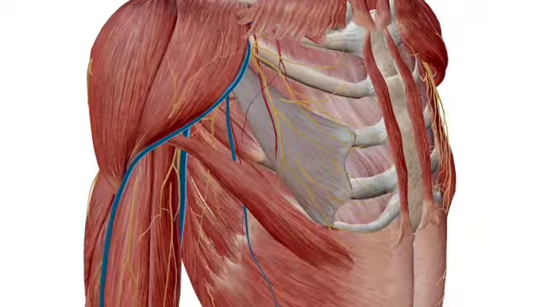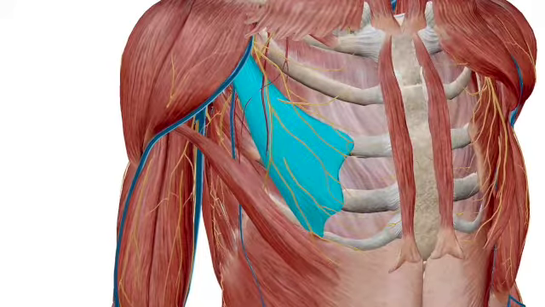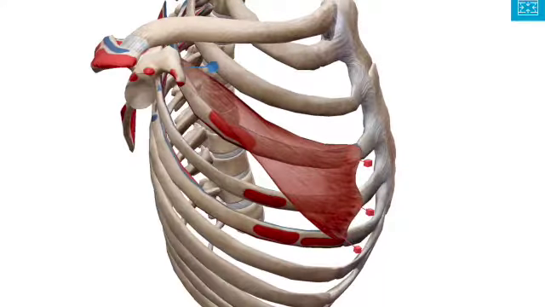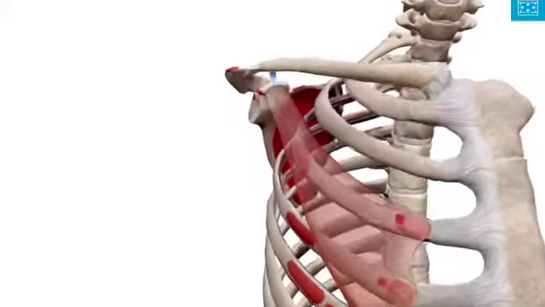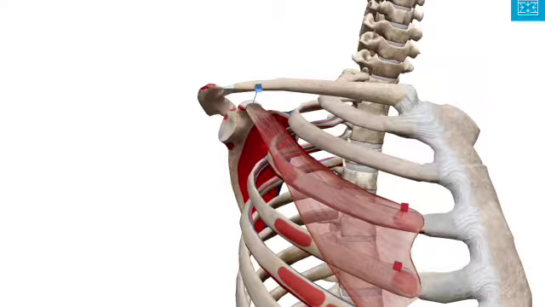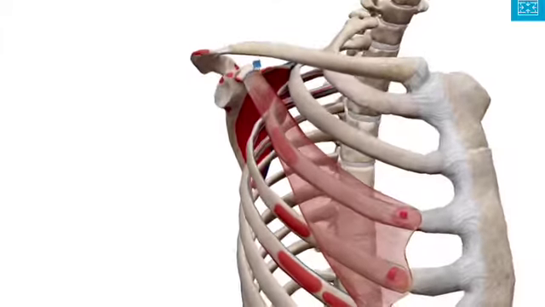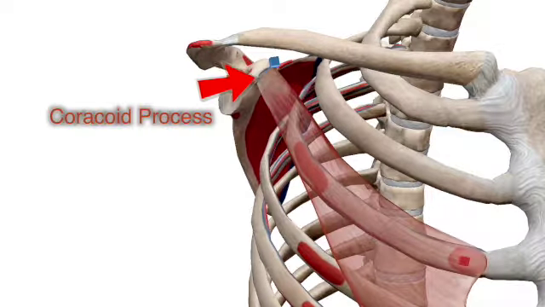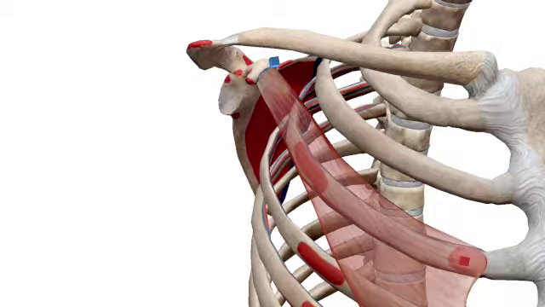The pectoralis minor. This is a triangular muscle located beneath or deep to the pectoralis major muscle. It originates as 3 separate fascicles on the superior and lateral aspects of the 3rd, 4th, and 5th ribs. Its fibers converge in a single tendon that attaches to the medial aspect of the coracoid process.